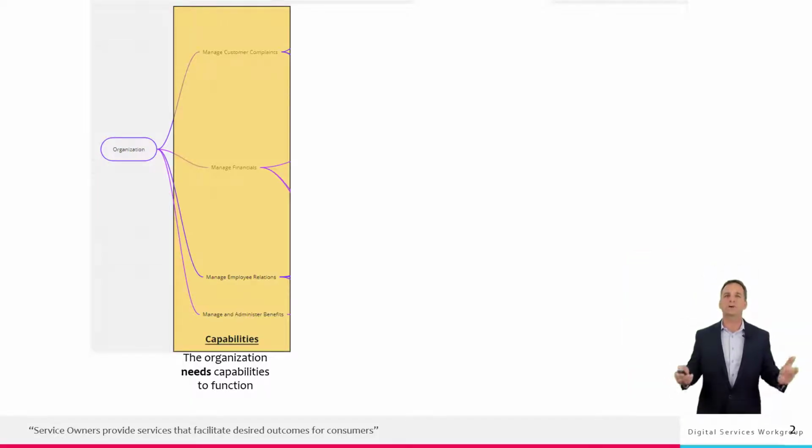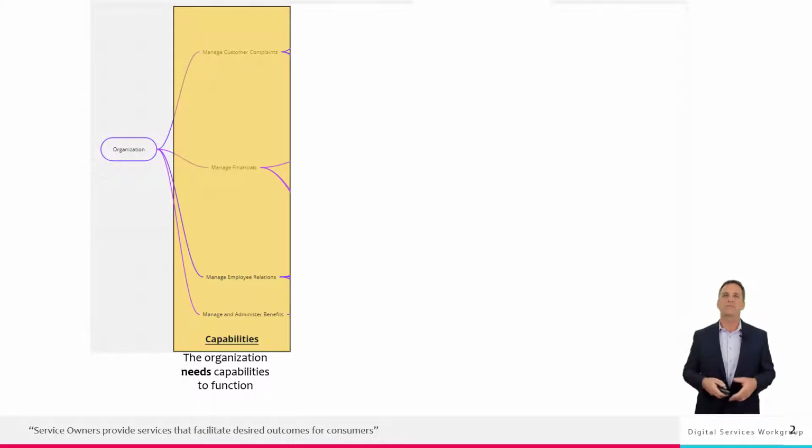life cycle. We started this course with a statement about what service owners do. They provide services that facilitate desired outcomes for consumers. Let's now take a look at what this means at a high level. Organizations must have capabilities to function. Capabilities like the one shown here: field a complaint from a customer, manage money coming in and going out through finance, or taking care of the employees.